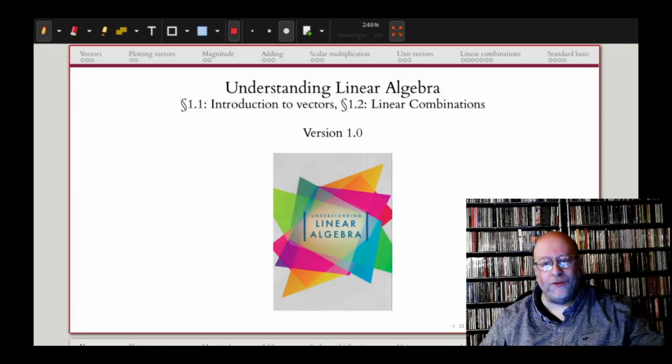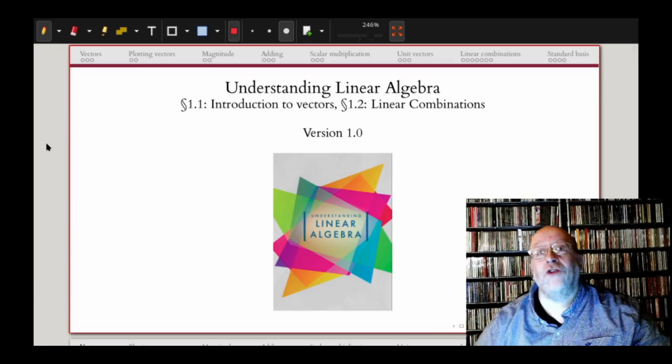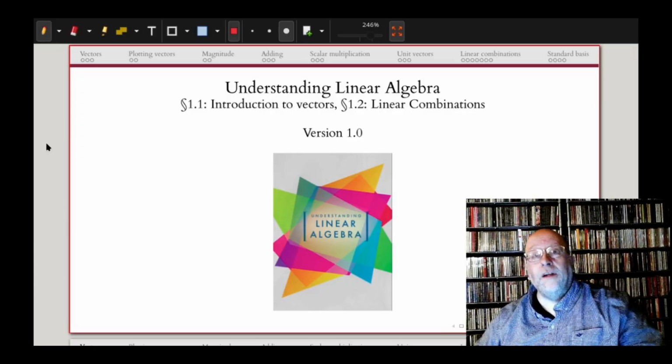Welcome to Linear Algebra. This is our first unit. It's the introduction to vectors and linear combinations. Let's go ahead and get started.